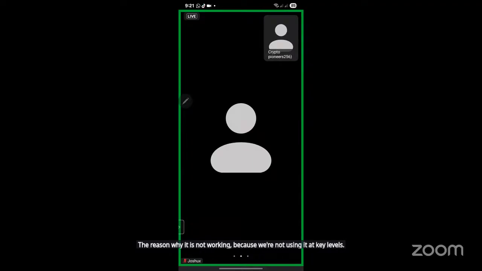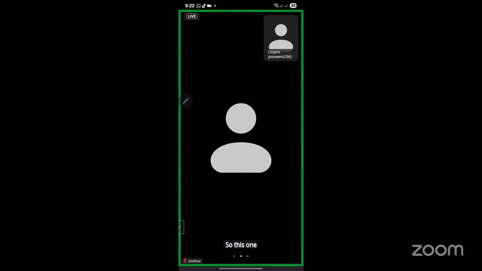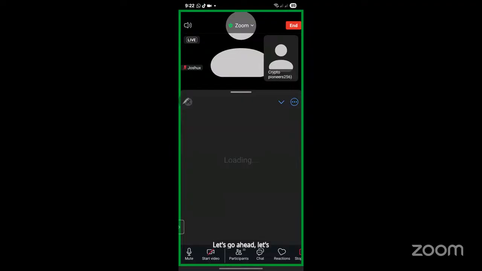Now we are going to see how to use these candlestick chart patterns that we saw at key levels. So this one will always help you to get entries in the market or to confirm entries in the market. Let's go ahead. Let's see.